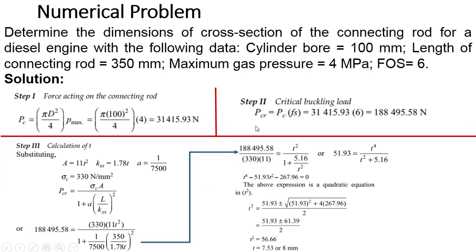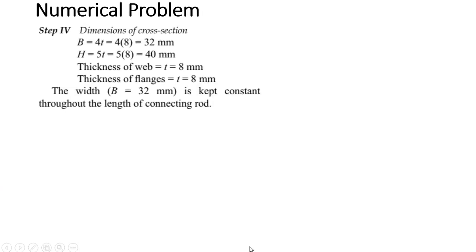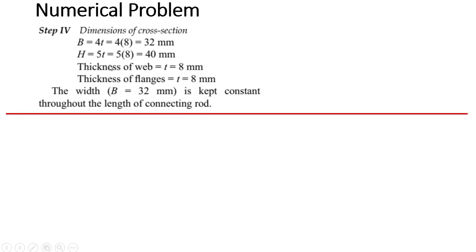When I solve this, it is basically quadratic in the t square term, that is, you will get a fourth order equation, because we have this t multiplied. So in this t to the power 4 equation, you will get two solutions for t square, and you will take the positive value of it. Then t square will be 56.6 and t will be 8 mm. So this is the main part of this problem. Once you determine this thickness, the remaining part is very simple. Then, as I said earlier, B will be equal to 4t and H will be equal to 5t.